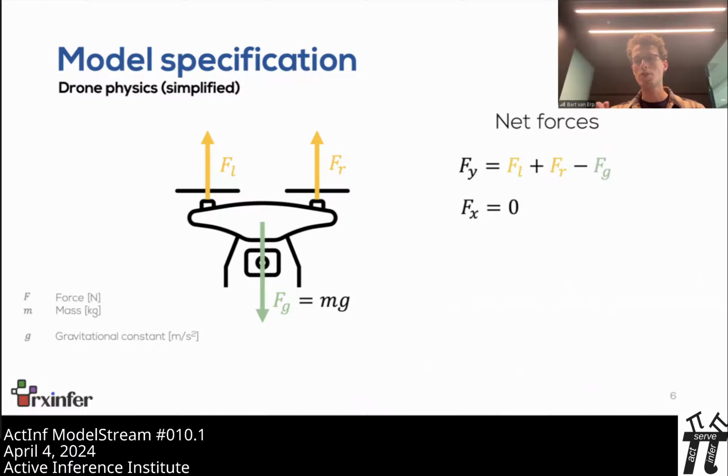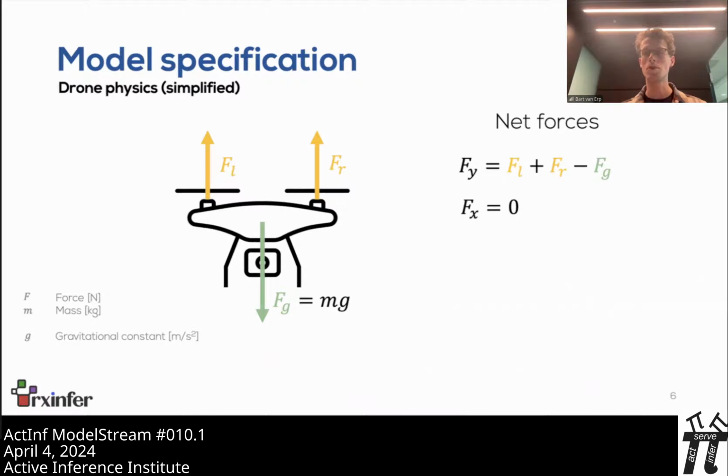If we do the computations a bit and see what the net forces acting on this drone are, in this case we see that we have a vertical component Fy, which is the sum of the individual forces created by the motor minus the force of gravity that's acting upon the drone. And in the horizontal direction, because everything is nicely aligned, we have a net force of 0. If there would be wind, for example, there would be a contribution there. But in the simplified model, I assume that there is no horizontal component as of yet.